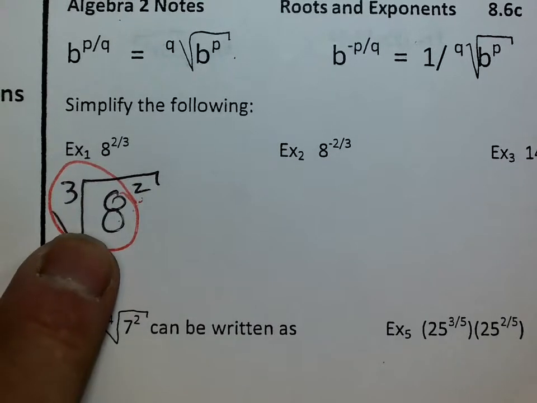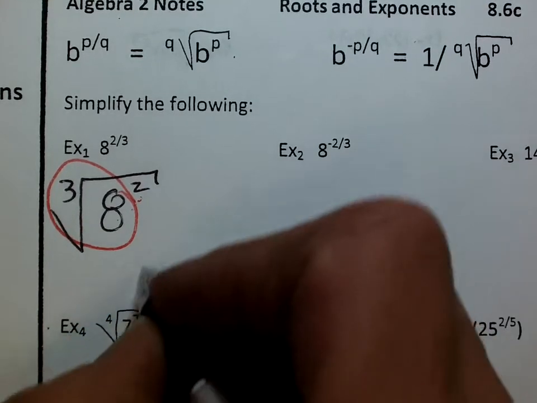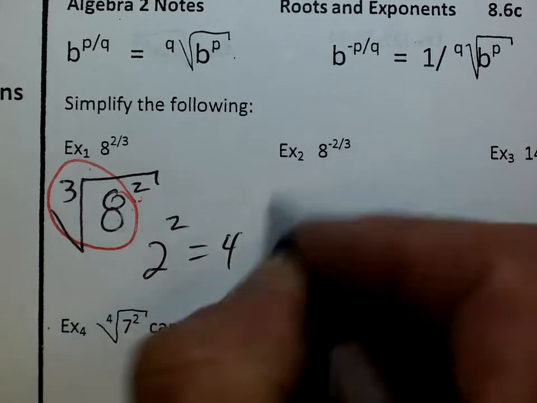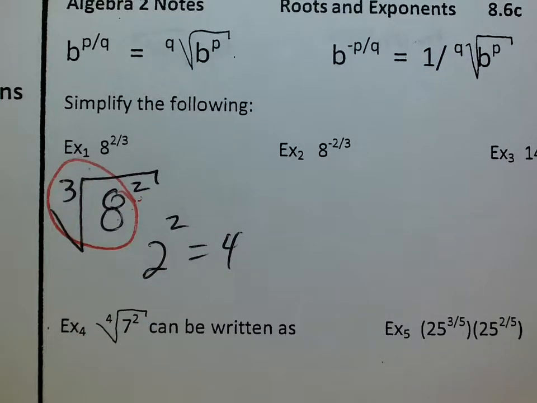So the cube root of 8 is 2, right? You guys agree with that? Cube root of 8 is 2. So what I've done is I've made this problem manageable. So I've made it 2, that's 2 squared, which is 4. If you'd done it the other way, and you cube the 8, you get 64, and you just wanted perfect cubes, right? Cube root of 64 is 4, okay?